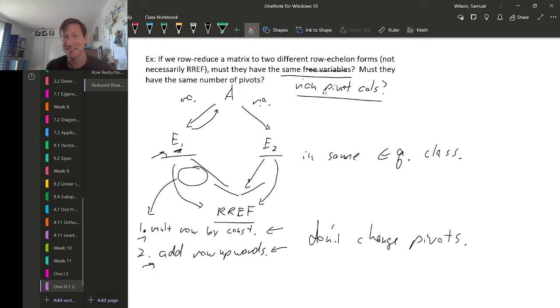So must they have the same non-pivot columns? Yes. And must they have the same number of pivots? Well, if none of these operations change where the pivots are, they can't very well change how many pivots there are either. So the answer to this question is also yes. So you can see that even though these questions would have been very difficult to answer at first look, having this knowledge about the uniqueness of reduced row echelon form and the equivalence class of row equivalent matrices gives us a really powerful tool for approaching this kind of question.